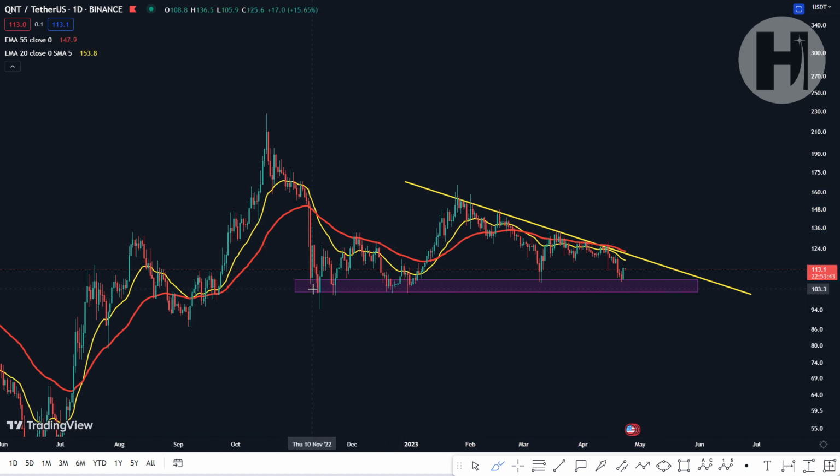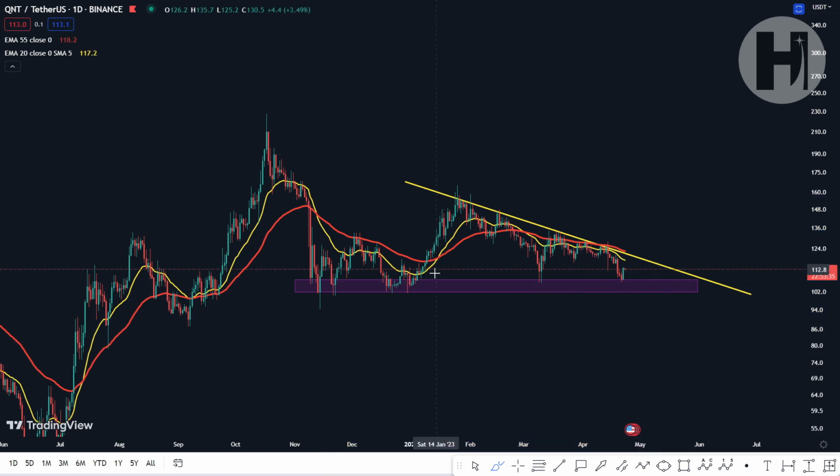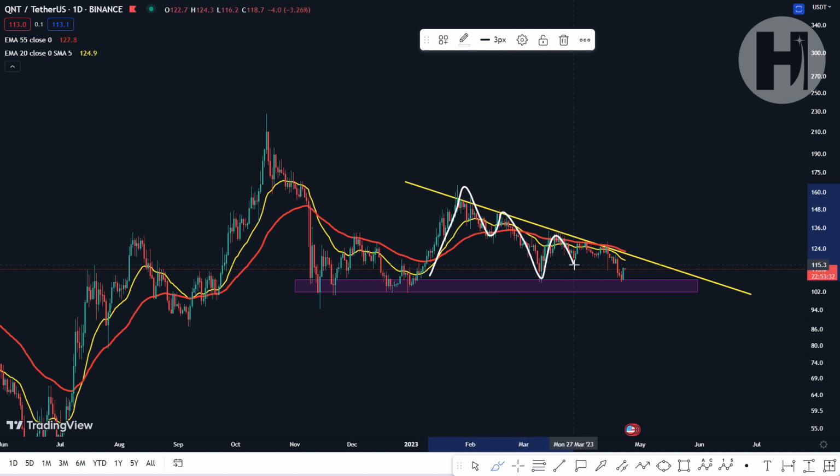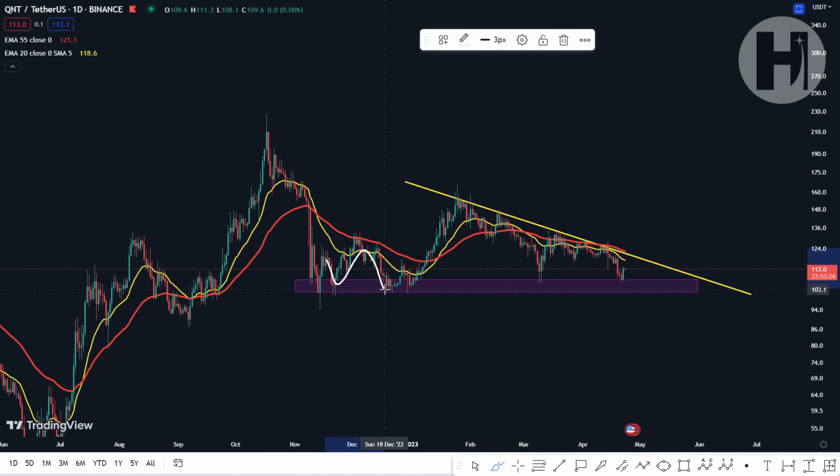But we find ourselves right now in a descending triangle. So typically this pattern is predicting a break to the downside because the highs are lower each time, but you're bouncing off of the same horizontal support. So at some point, the support is going to crack because it just cannot hold the weight of the resistance, and it's just going to plummet.